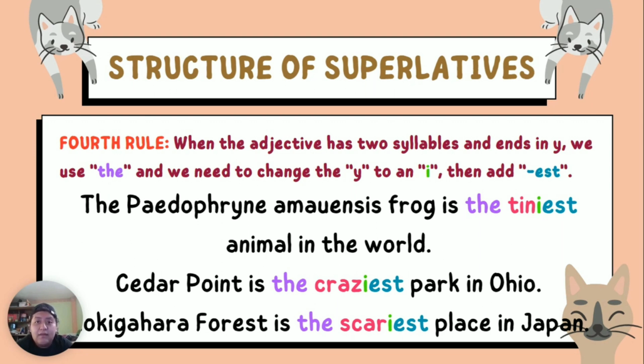Cedar Point is the craziest park in Ohio. The adjective is crazy. We need to change the Y to an I and then add est and use the craziest. Next example. Aokigahara Forest is the scariest place in Japan. The adjective is scary. We need to change the Y to an I. Add est and use the scariest.